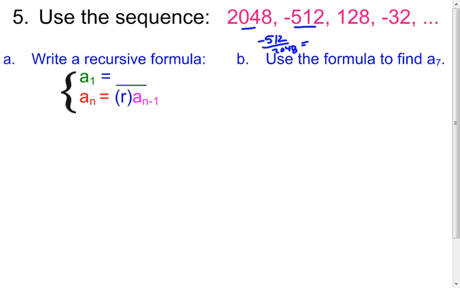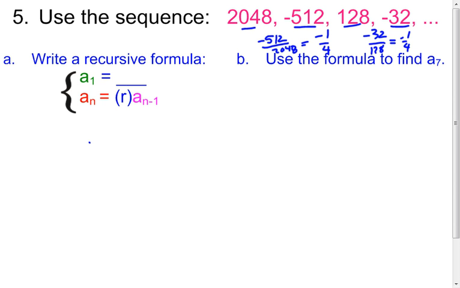Negative 512 divided by 2,048 gives you a common ratio of negative 1/2. No, sorry, negative 1/4. Okay, so that's your common ratio. If I take negative 32 divided by 128, this term divided by the previous, again, I get negative 1/4. So my common ratio is negative 1/4.